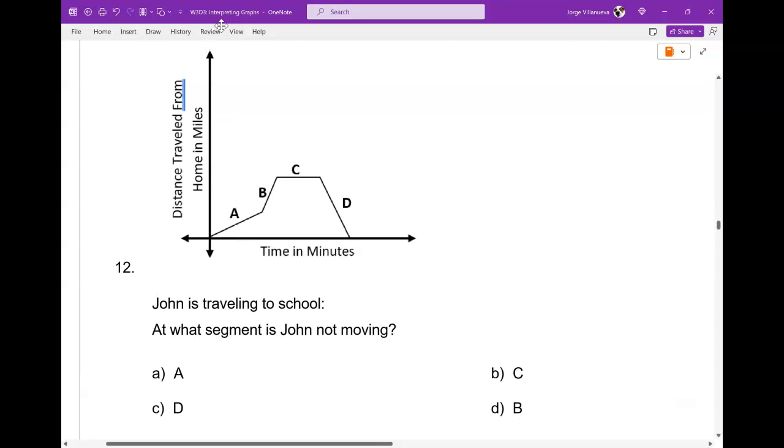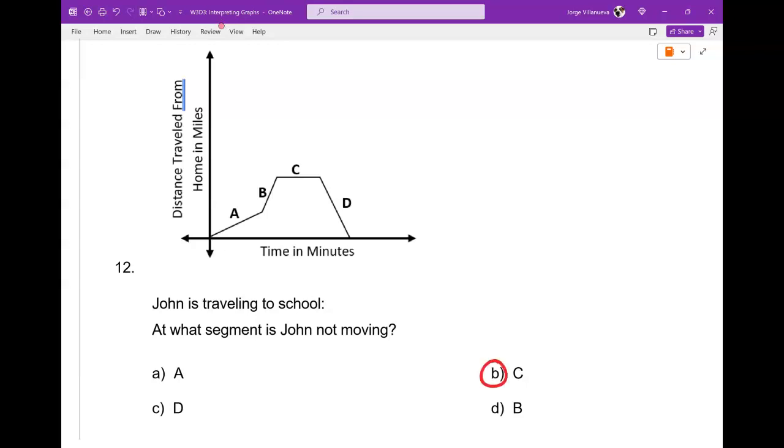So John is traveling to school. At what segment is John not moving? C, right? And that's because notice it's distance. Vertical movement is distance, and during segment C, that vertical segment is just flat, so it's not going anywhere. He's not going up or down or farther away, closer. He's just staying steady, right?